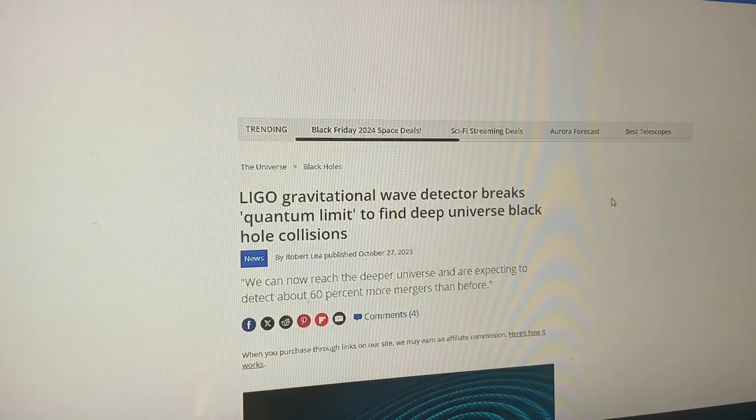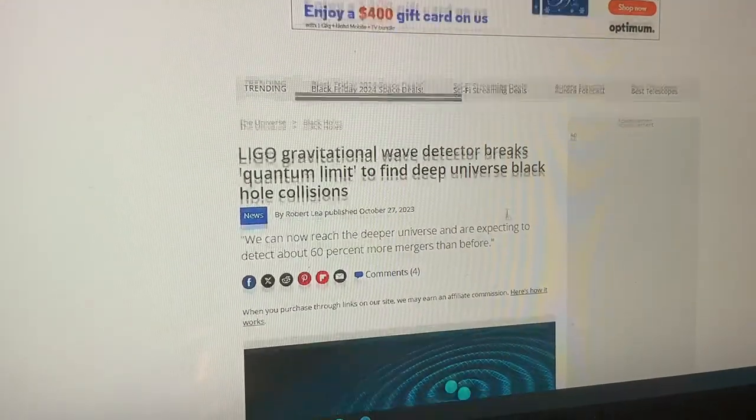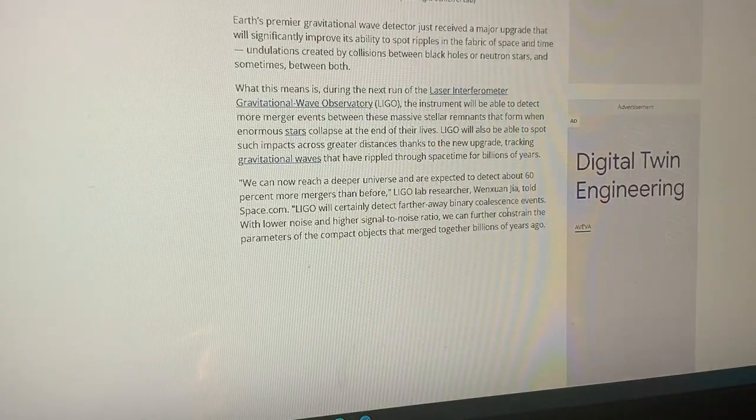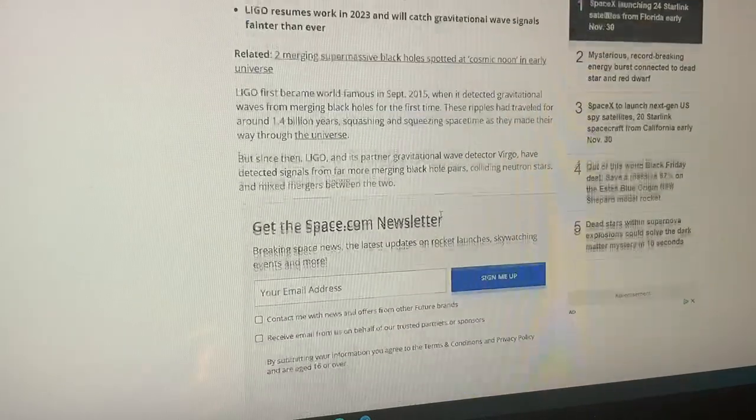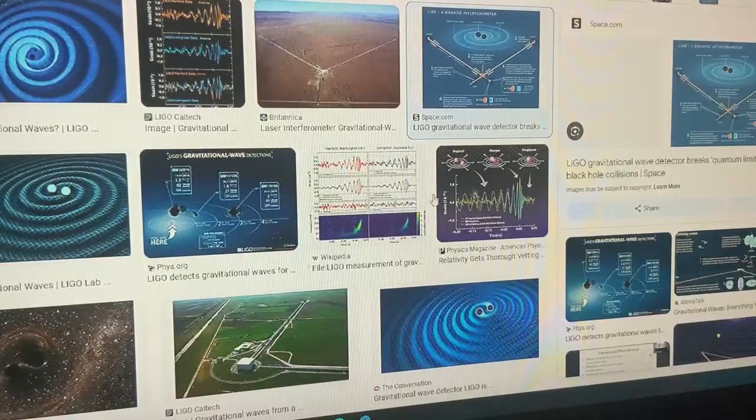Then we get to go to space.com. LIGO gravitational wave detector breaks quantum limit to find black hole collisions. October 2023, space.com. Okay. So we're looking out in space with our laser interferometer gravitational wave observatory, and we're looking at black stars and black holes. Okay. Bullshit, but whatever.